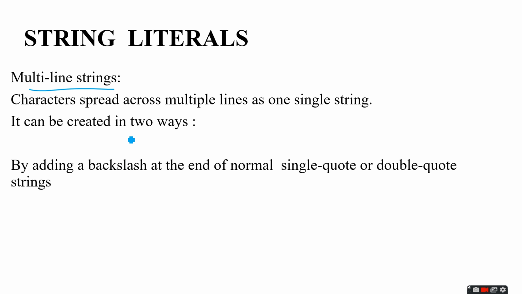Now see here, it can be created in two ways. Two ways we can create a multi-line string. First, by adding a backslash at the end of a normal single quote or double quote string. See this example. If you are writing like this, A equal to hello. After hello, I am putting a backslash, and in the next line, I am writing world, and I am closing the single quotes. Now print A. The output will be like this.